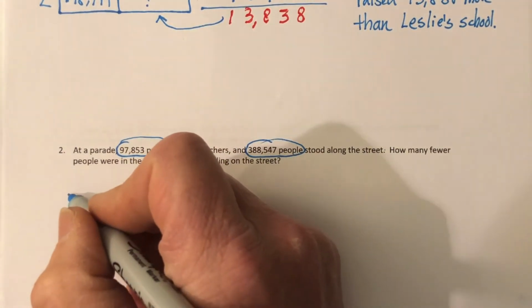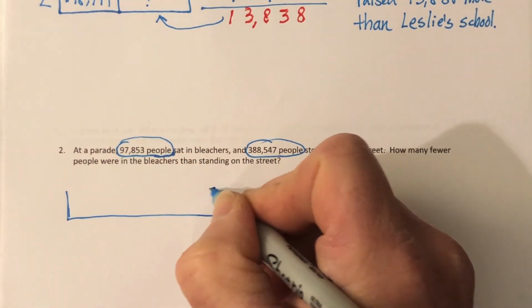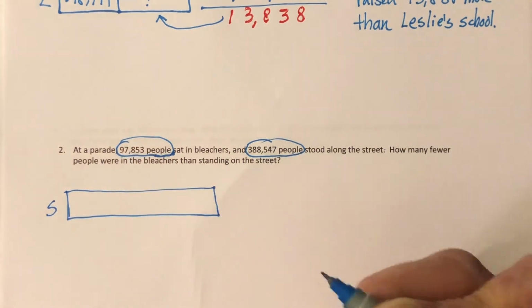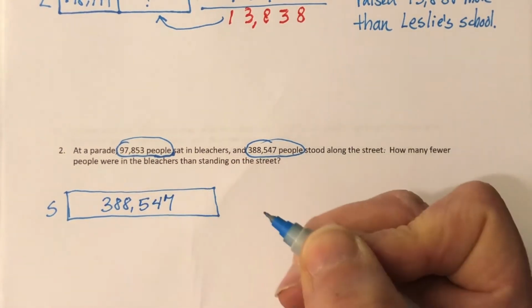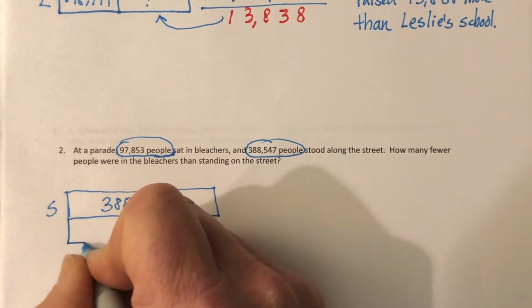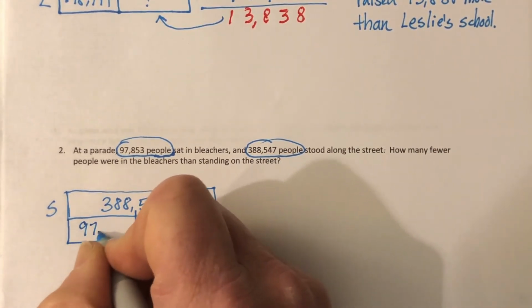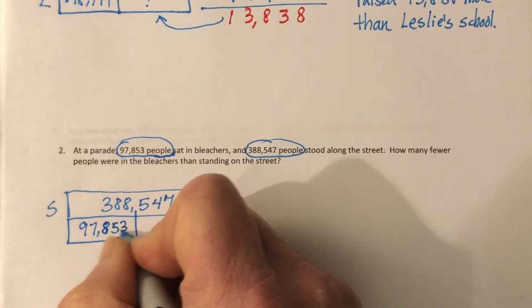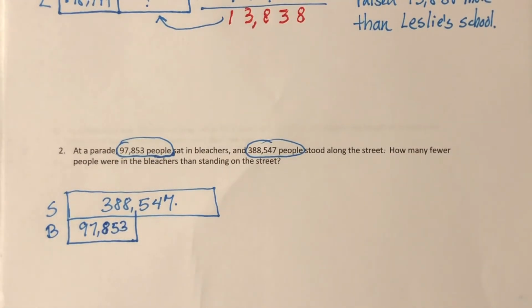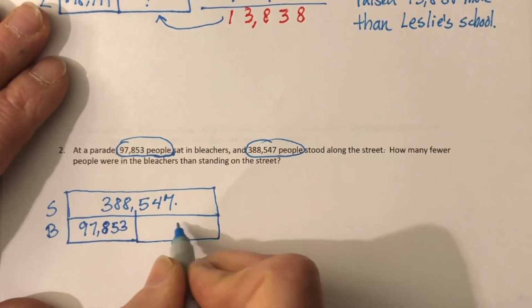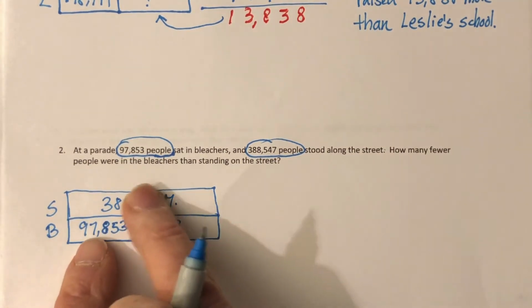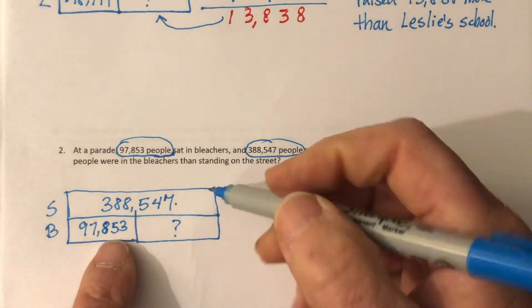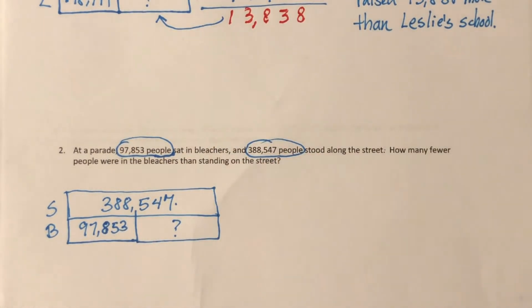So I'm gonna write down, this is the amount of people that were standing on the street. So I'm gonna put down S for street here, and 388,547 people, okay? And then here is the amount of people in the bleachers, 97,853. And I'm gonna label this little bar B for bleachers, okay? So now I need to find out, additive compare, what is the difference here, okay? It says how many fewer people were in the bleachers, okay? So here we gotta find out how many fewer. It's still a subtraction problem. So over here, that's my first step. Over here, I have to do my math.